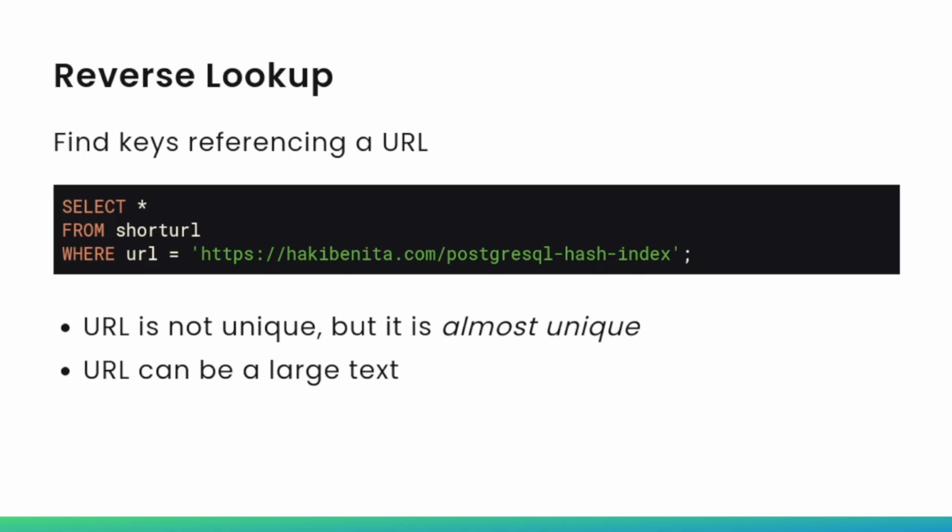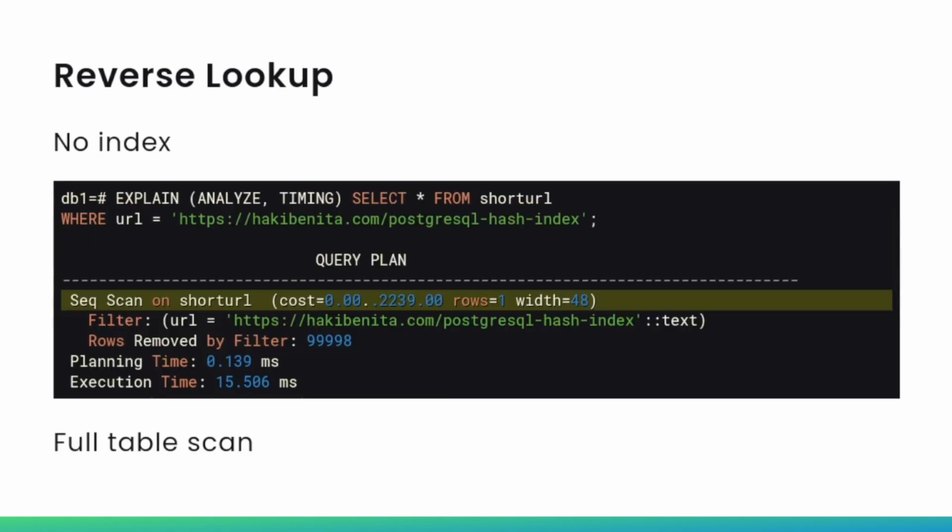So now let's start our optimization with the most naive approach. Let's just execute the query and see how long it takes with no indexes. So we do explain analyze select star from short URL where URL equals this URL. And we can see that Postgres did a full table scan, which makes perfect sense because there is no index. And it took 15 milliseconds, okay?